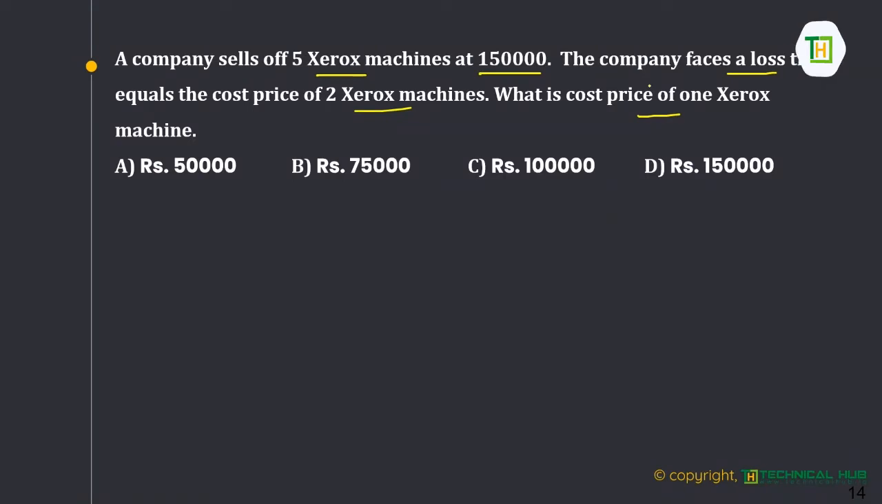It's a very simple question. You know when you will get a profit and when you will get a loss. Profit is nothing but whenever the selling price is more than the cost price, you will get a profit. And whenever the cost price is more than the selling price, you will get a loss. So in this question, you will get a loss.